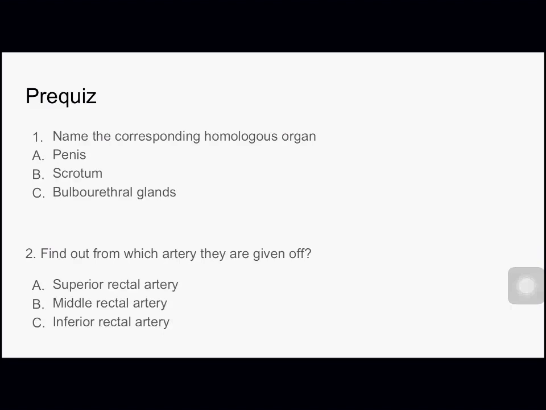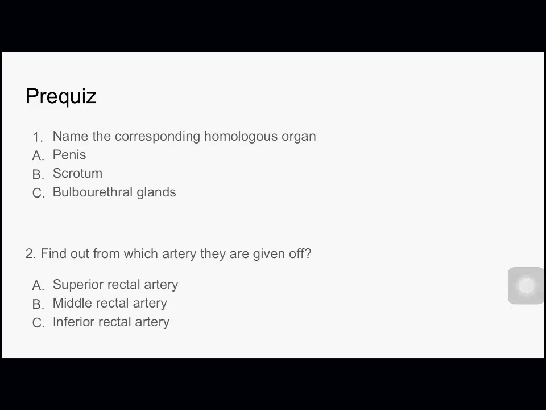So they will be asking this question often. Superior rectal artery is a branch from which of the arteries? They may ask. So does anyone of you know from where the superior rectal artery arises? It is actually a continuation of the inferior mesenteric artery.